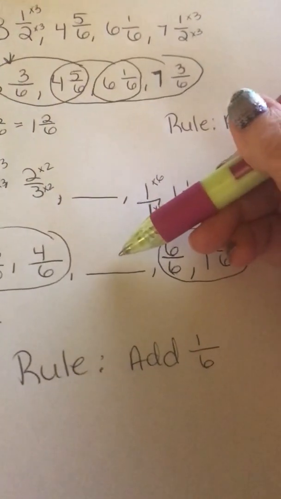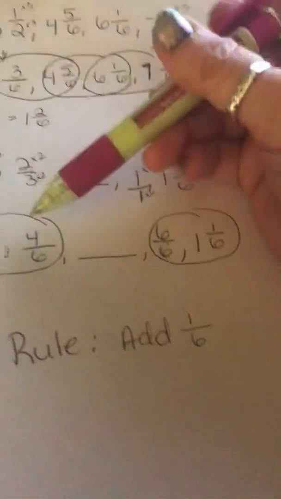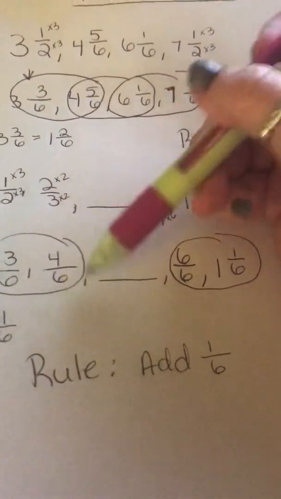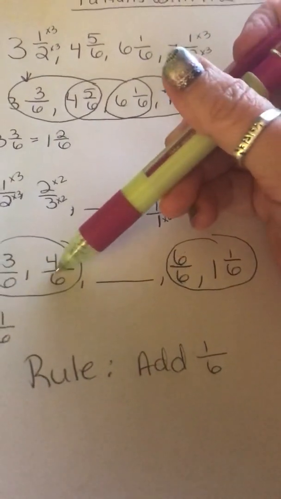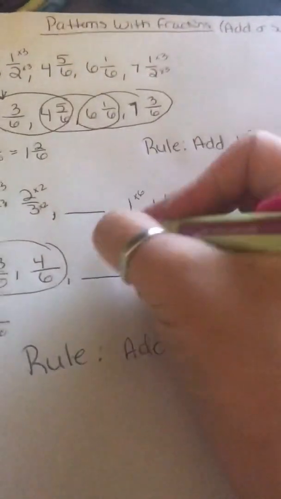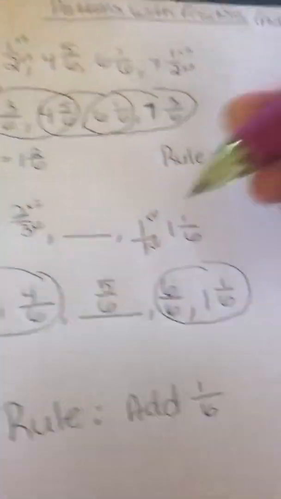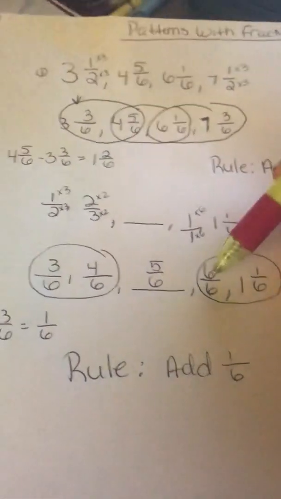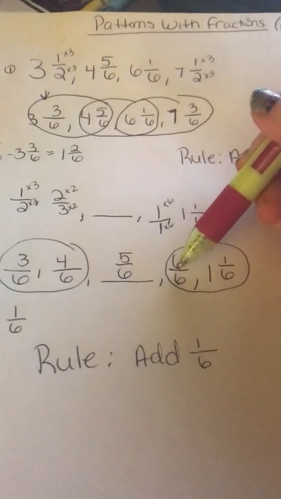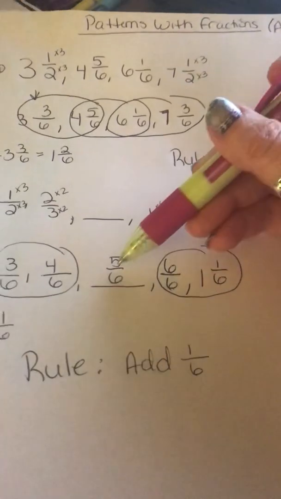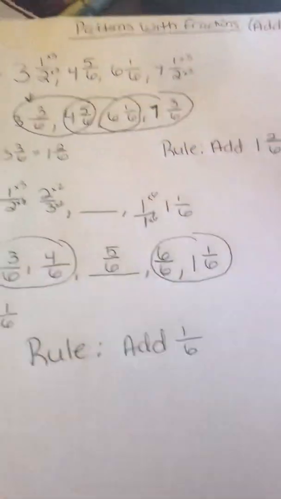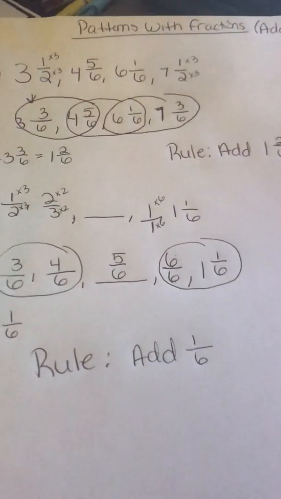Now to find my missing number, which is in the middle of my series, I come to the number right before the blank and apply the rule. So 4/6, and I add 1/6. My missing number is 5/6. I could have also gone to the value after the blank and done the inverse of the rule. I could have subtracted 1/6, and I would have still found that same missing value.